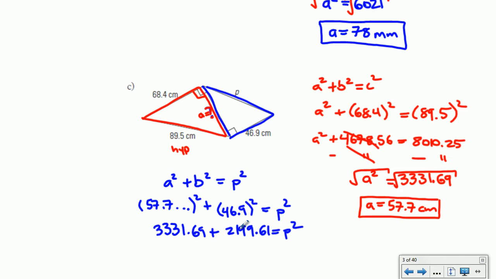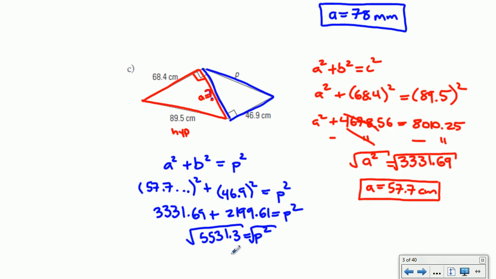Next, add this and this together. That will give you this number, so that's p squared. Square root both sides, then you have p. So the square root of that is 74.4, call it. Everything else seems to be rounded to one decimal place, so might as well let p be rounded to one decimal place as well. Alright, that's 1C.